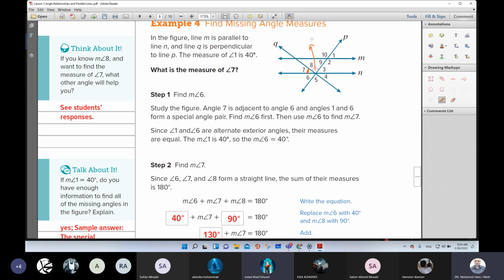Yes? Mister, why don't you find the measure of 10? Mister, why don't you find the measure of 10?